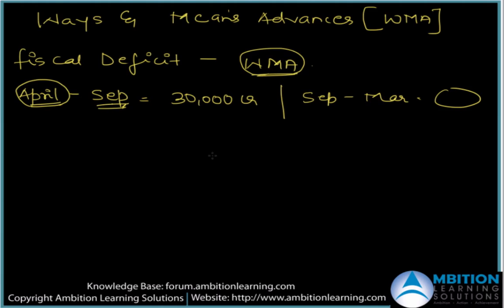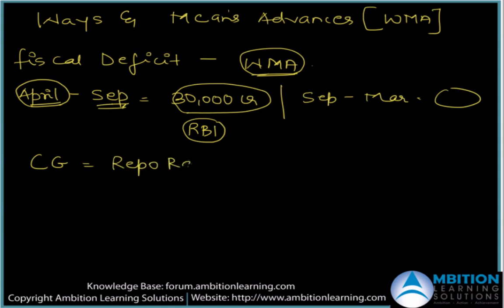Now, the point that you have to understand and remember over here is this 30,000 crore rupees that the RBI gives to the central government under WMA. On this, the central government has to pay the interest rate, which is the current repo rate. Because the central government is borrowing from RBI, the borrowing does not happen free of cost. So the central government pays whatever the repo rate is to RBI. Currently it pays 7.25% under the WMA borrowing that it does.